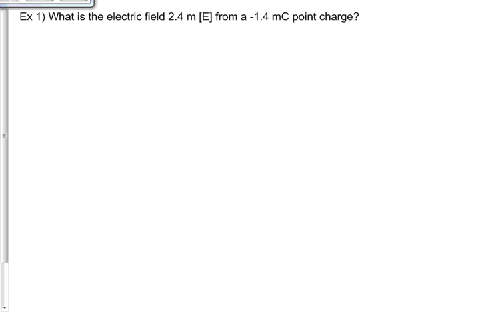So let's actually do a numerical example here. Let's calculate the electric field from a point charge. Let's pretend we have a negative 1.4 millicoulomb point charge. Again, little m means milli. And we're at a distance of 2.4 meters from it, and we happen to be east of it. So if I were to draw a picture here, there is our charge. Minus 1.4 millicoulombs. And of course, we know the electric field radiates out in all directions.